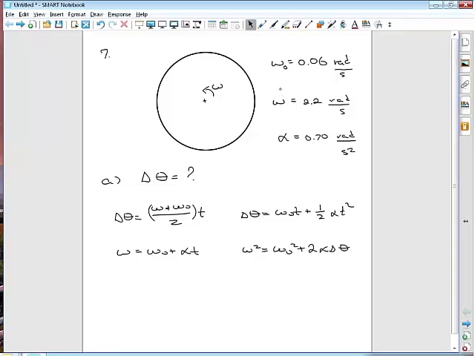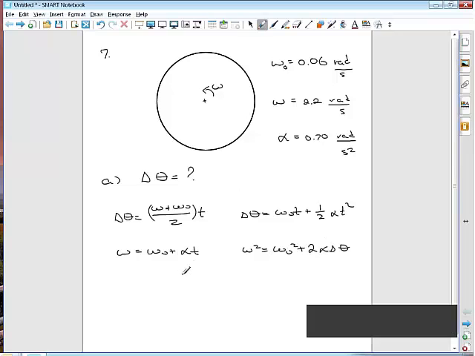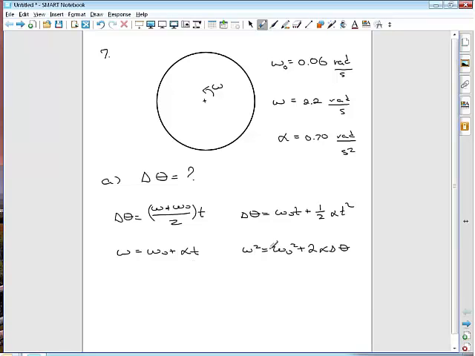So the question is, which one do we need to use? Well, we aren't given any information about time, and they haven't asked us for it yet. They may ask us for it later, but the one that involves omega, omega 0, alpha, and also delta theta, but not time, is this equation. So that's the one we're going to use. We're going to take this equation and solve for delta theta.